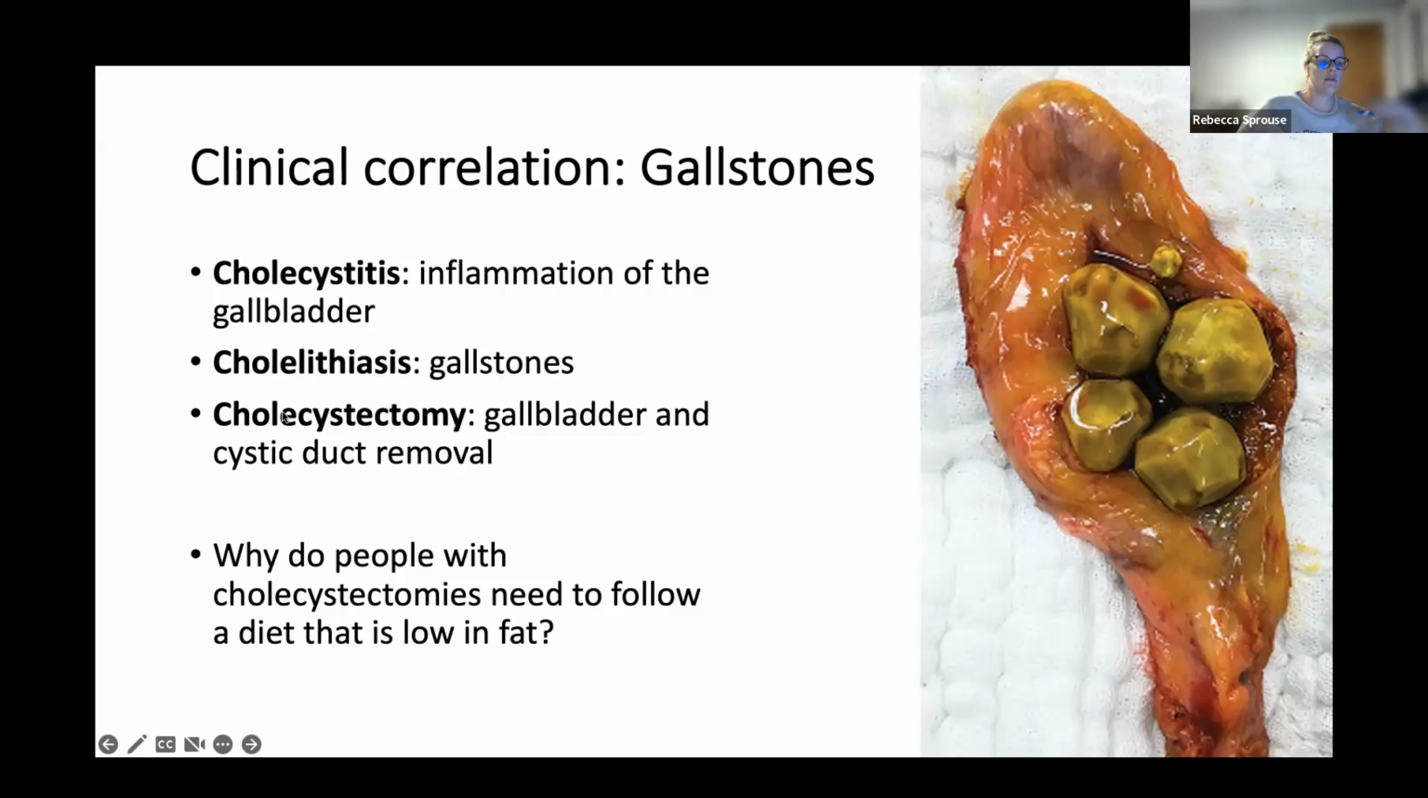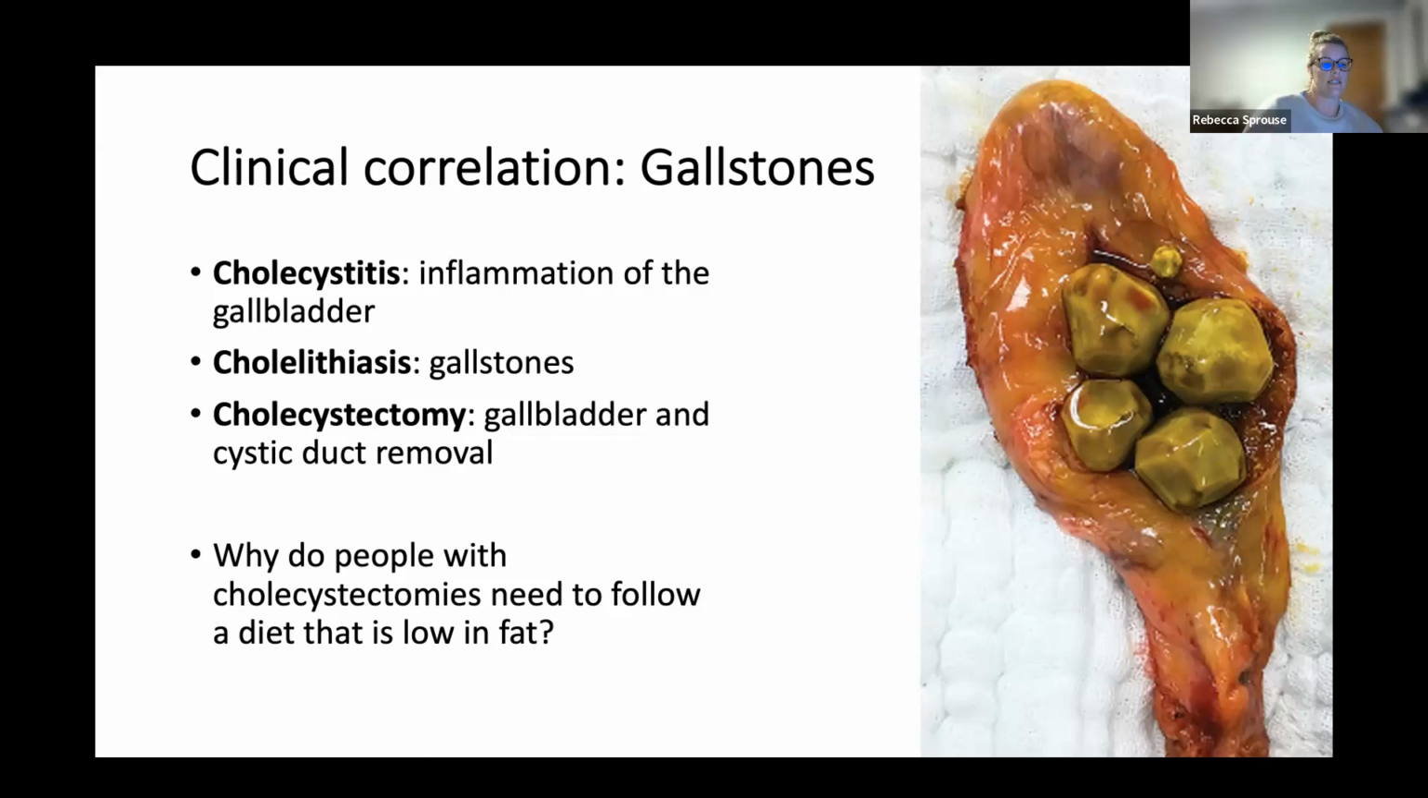Cholecystectomy is going to be the gallbladder and the cystic duct removed as a result of the excessive production of gallstones. Gallstones are very dangerous because once they're released into the bile duct system, they can get stuck and lodged, and then the bile can back up into the liver as well as the gallbladder, but it never makes it to the small intestine. And so digestion can be really inhibited because of that.